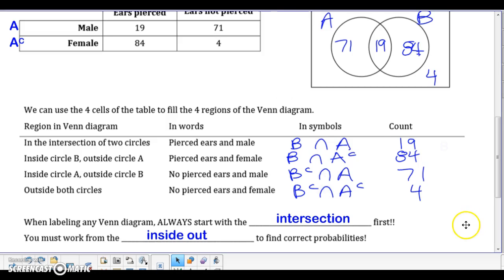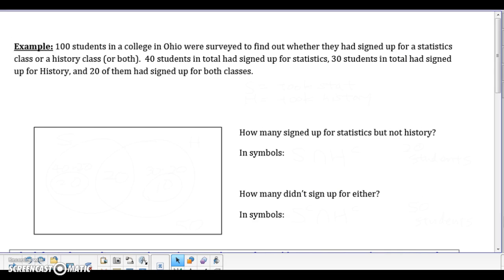So let's go ahead and see what this looks like. Next page. 100 students in a college in Ohio were surveyed to find out whether they had signed up for a stat class or a history class or both. So I'm going to start by setting up some letters, some symbols for this. I'm going to let S represent students that took stat and H represent students that took history.